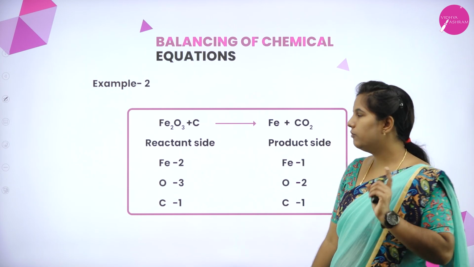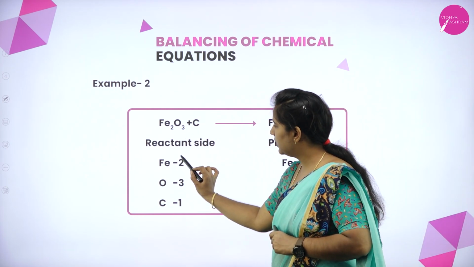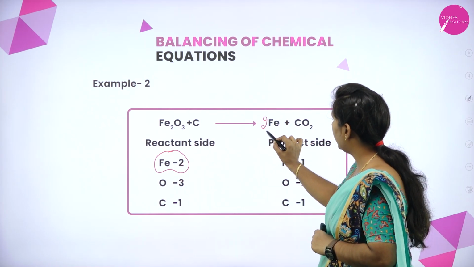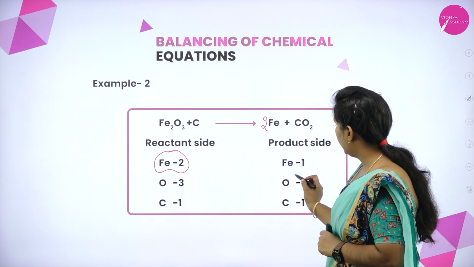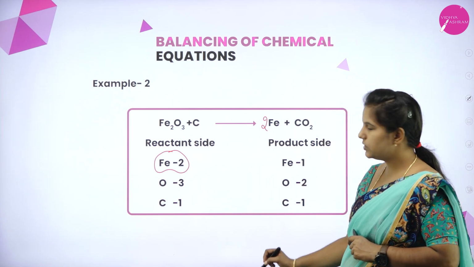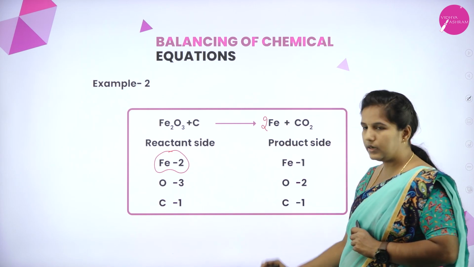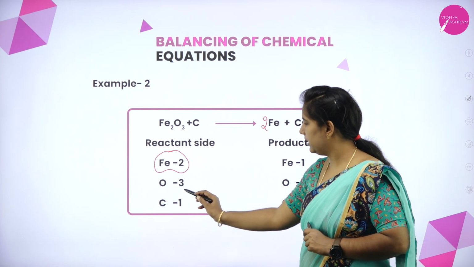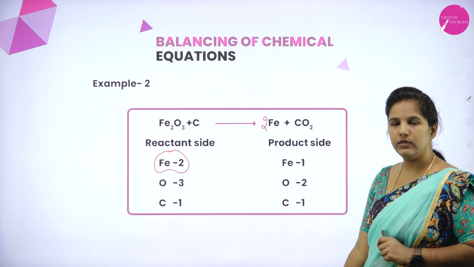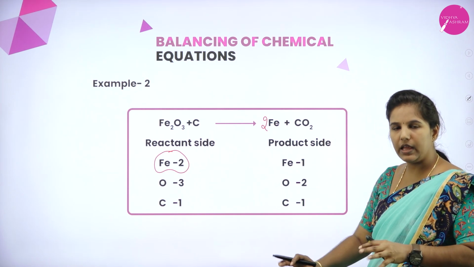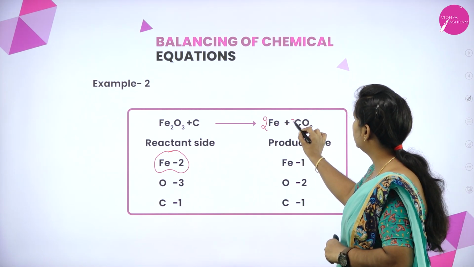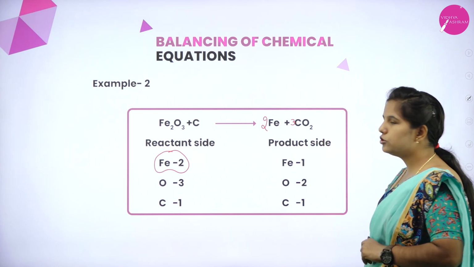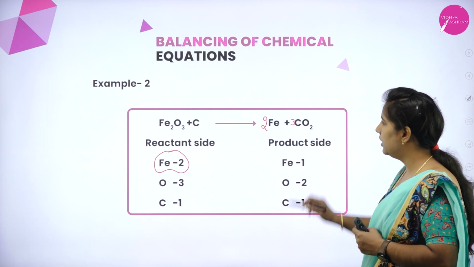How to balance this? First I'll go for the iron. Since there are 2 iron atoms, I'll write 2 in front of iron so that it becomes 2 iron atoms. So the iron is balanced. Coming to the oxygen, how many oxygen atoms are there? Here 3 but here 2. How to make them equal? So I'll write 3 here. If I write 3, what happens? 3 into 2 is 6.